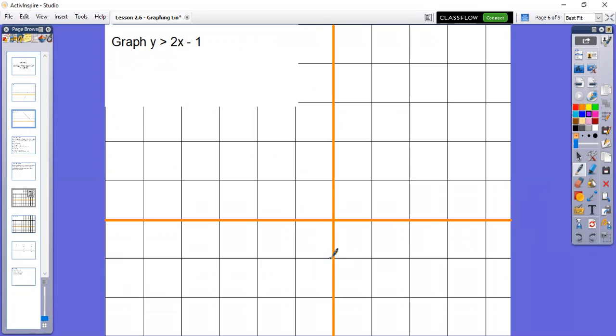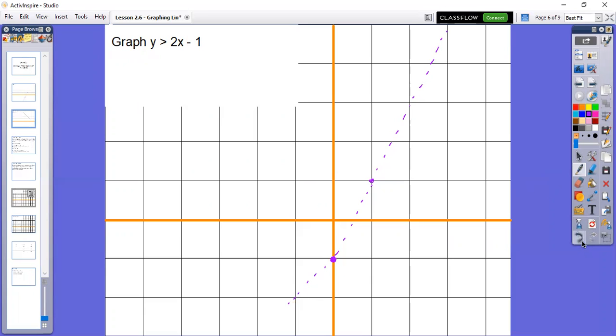So we just plotted this a second ago. I have a point at -1. I go right 1, up 2. And so now when I connect my line, I notice this just says greater than. It doesn't say greater than or equal to. So when I draw in this line, I'm actually going to draw in a dotted line to indicate that the points on this line are not actually a solution to this equation.